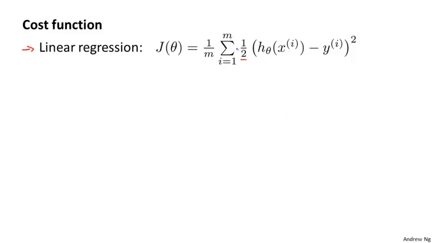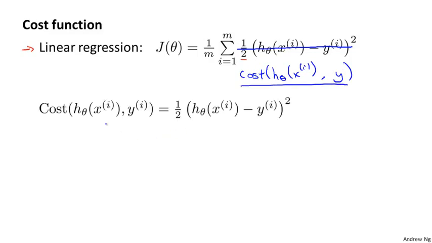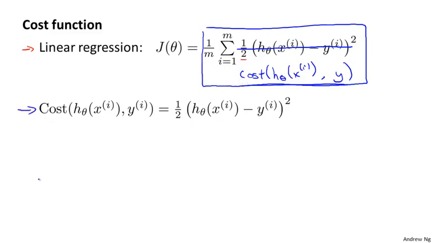Now, I want to use an alternative way of writing out this cost function, which is that instead of writing out the squared error term here, let's write in here cost of h of x, comma y, and I'm going to define that term, cost of h of x, comma y, to be equal to this. It's just equal to 1/2 of the squared error. So now we can see more clearly that the cost function is 1 over m times the sum over my training set of this cost term here.